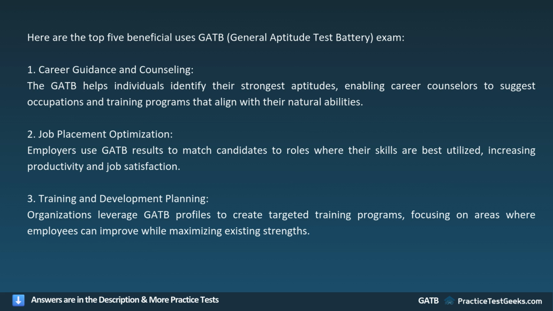their natural abilities. 2. Job placement optimization. Employers use GATB results to match candidates to roles where their skills are best utilized, increasing productivity and job satisfaction. 3. Training and development planning. Organizations leverage GATB profiles to create targeted training programs focusing on areas where employees can improve while maximizing existing strengths.